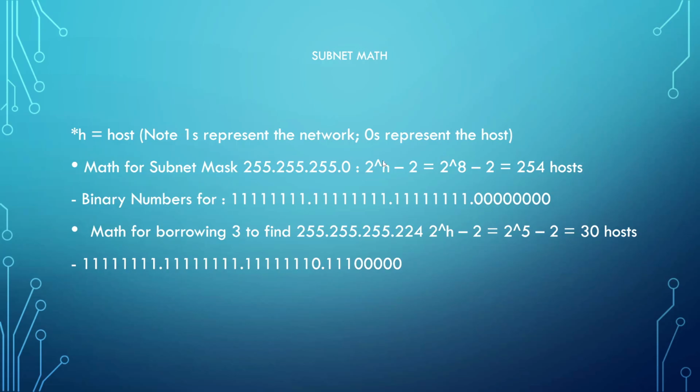We'll take 2 to the power of however many zeros we have, which is the host, and that's 8 minus 2. So it'll be 2 to the power of 8 minus 2, which equals 254. And that is the binary number that we start out with. But then we're going to borrow 3. So remember, we borrow 3, and it'll change our whole equation. So these 3 zeros right here now turn into 1s, and it'll become 2 to the power of 5 minus 2, which is how we get 30 hosts.